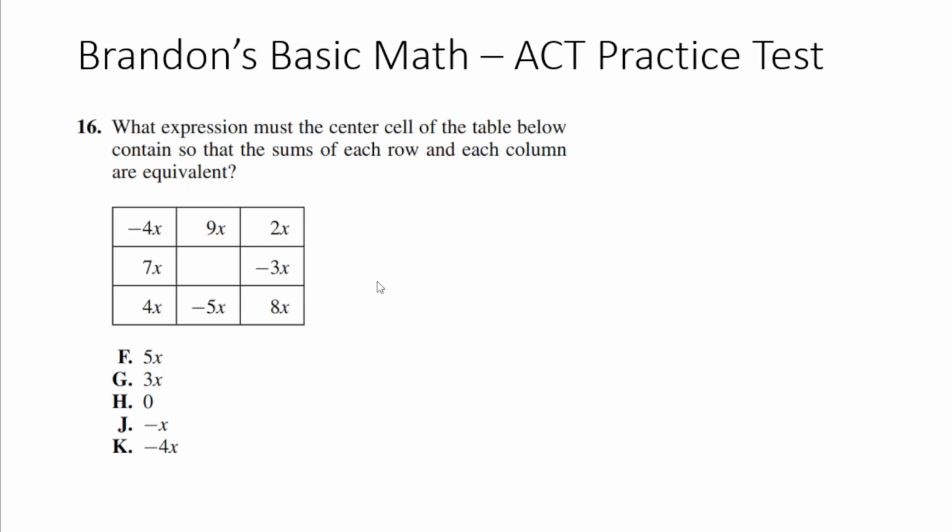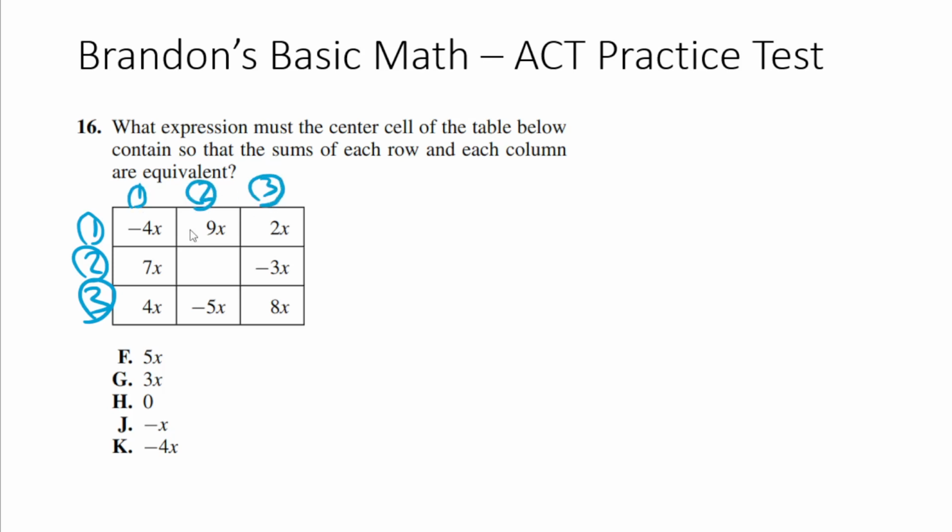I've got a few more ACT math practice problems for us to go over, so let's go ahead and jump right into it. So question 16, what expression must the center cell of the table below contain so that the sums of each row and each column are equivalent? If that's the case, that means this row has to equal this row, which has to equal this row, and all those rows have to equal each column as well, right?